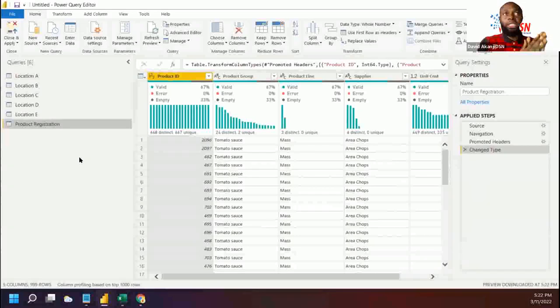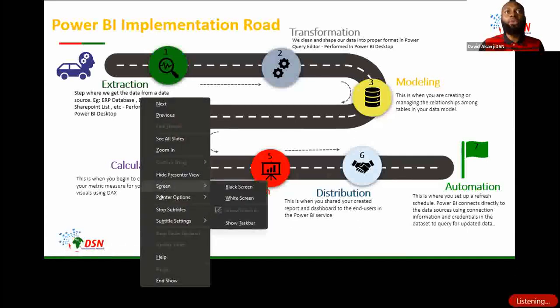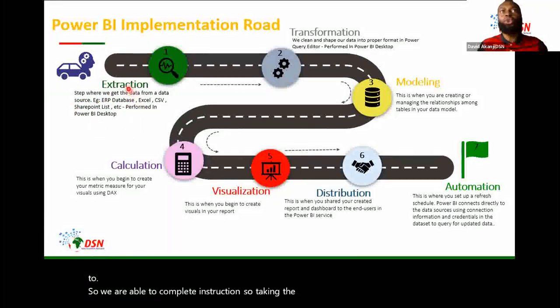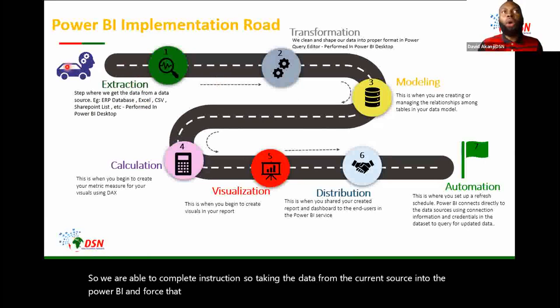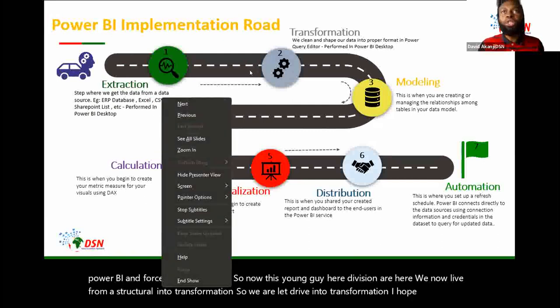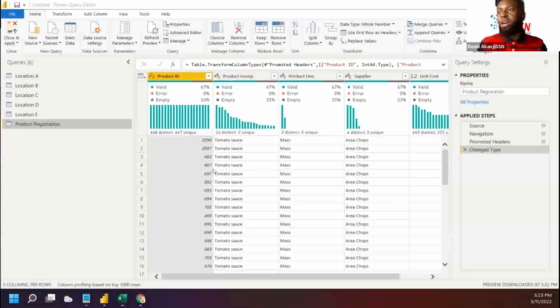So what we have done now is extraction. We've extracted the data from the Google Drive where our data is domiciled into the Power BI. So if you remember what we said earlier on, one thing we are able to do now is to complete extraction. So taking the data from the current source into the Power BI first, that is extraction. So now we ride from extraction into transformation. I hope all of you are with me and are driving along with me. So now we are going into transformation. So now, welcome back to transformation.